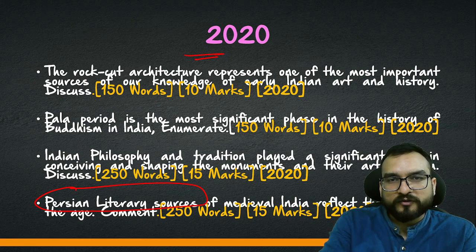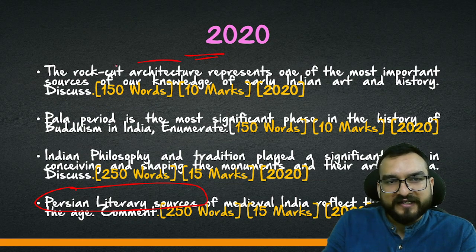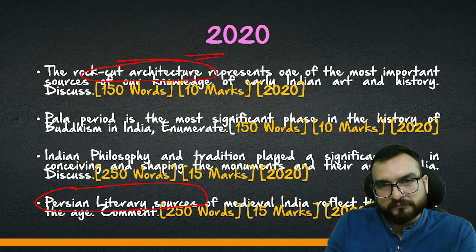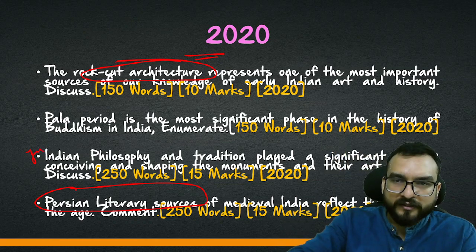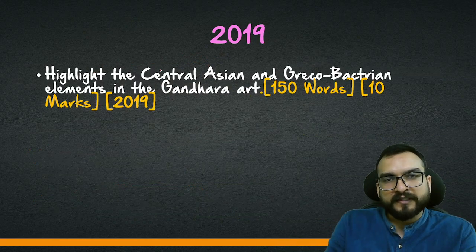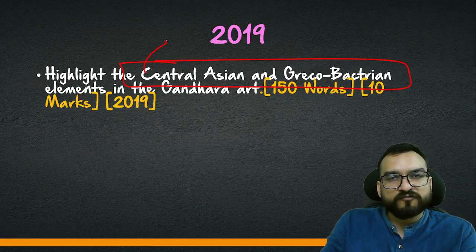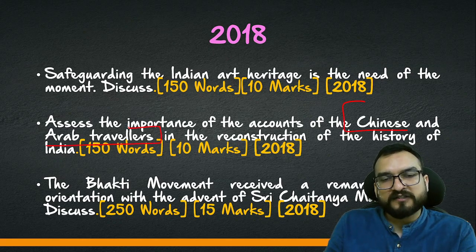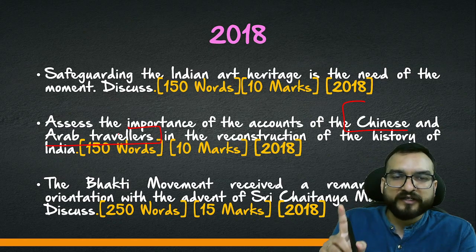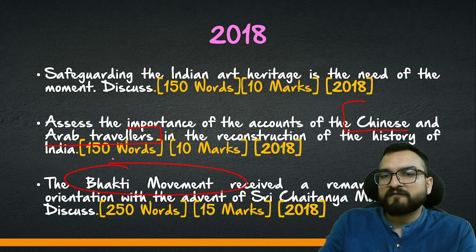Come to 2022. What more questions have they asked? Rock cut architecture they have asked. Architecture becomes one theme. They have asked about a philosophy; this is a general question which you will answer after reading all the content. Then over here, Central Asian and Greco-Bactrian elements, that means foreign influence they are asking, right? In 2018, again, Chinese and Arab travelers, that means foreign contribution to the history of India they are asking. The movement becomes one theme.